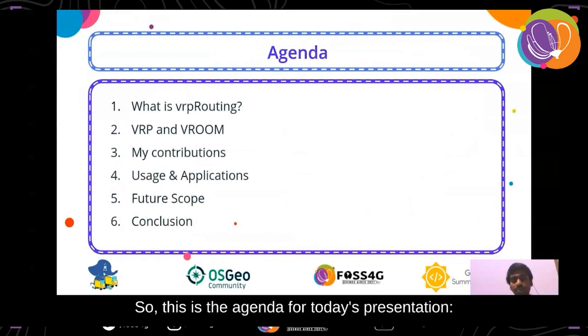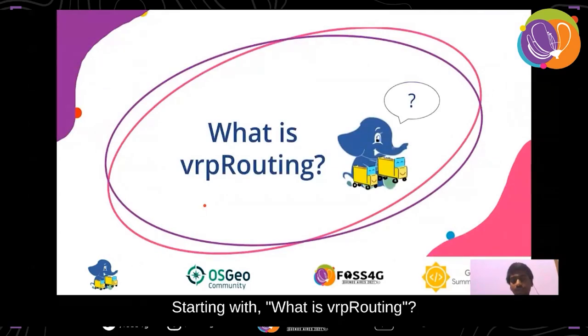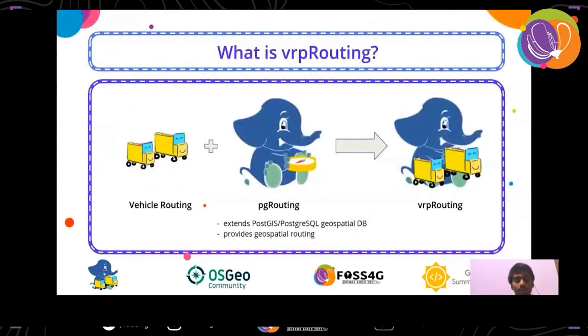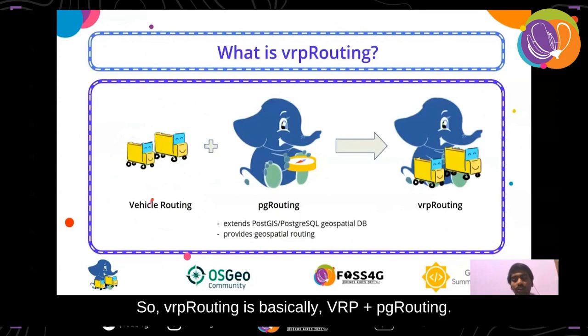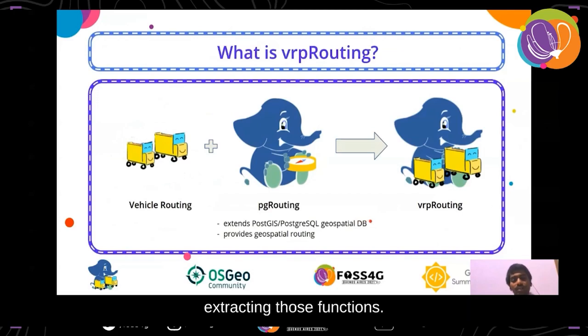So this is the agenda for today's presentation. I'll start with an introduction to VRP routing, moving on to Vroom, and then I'll explain my contributions and how to use the functions, followed by the conclusion. Starting with what is VRP routing? VRP routing is basically VRP plus pgRouting. We had several VRP category functions in pgRouting. We created a separate repository called VRP routing, extracting those functions. It's like solving VRP problems over Postgres.